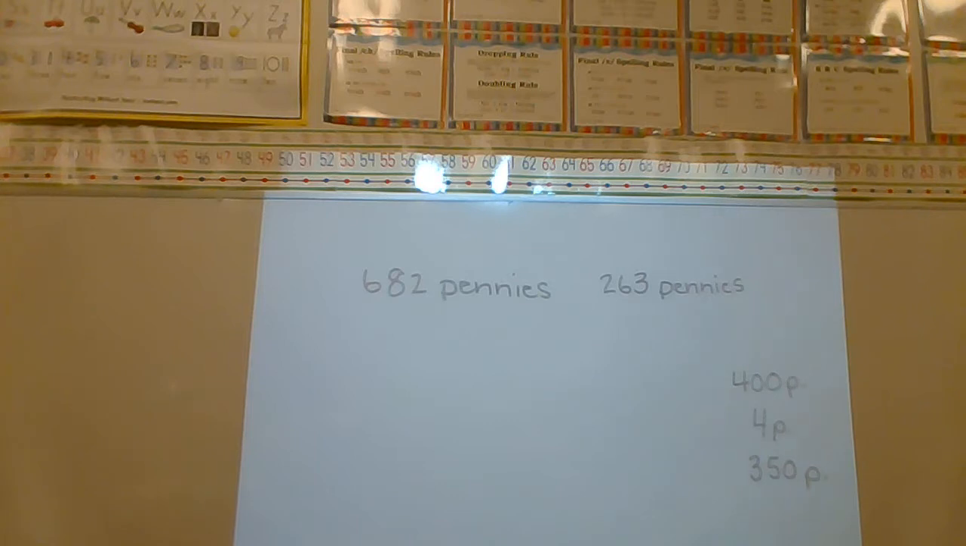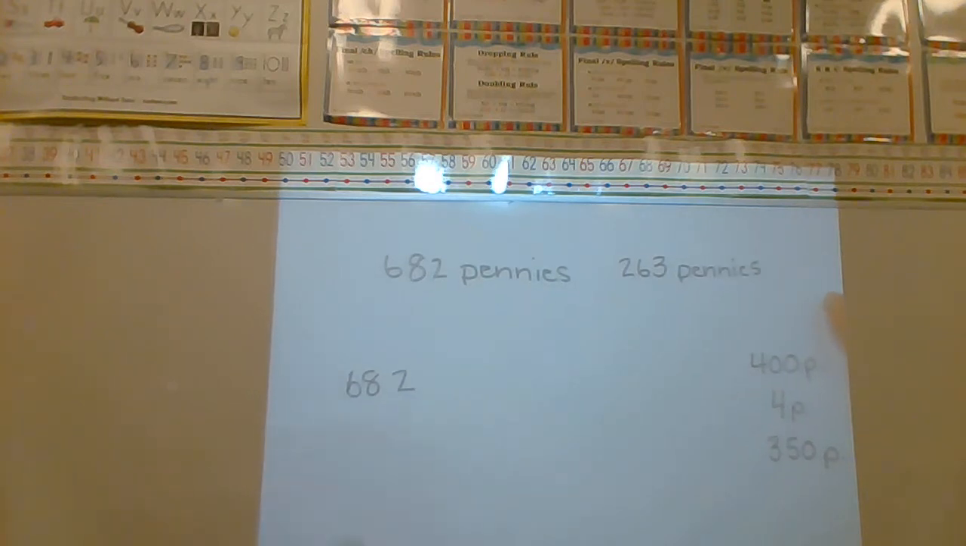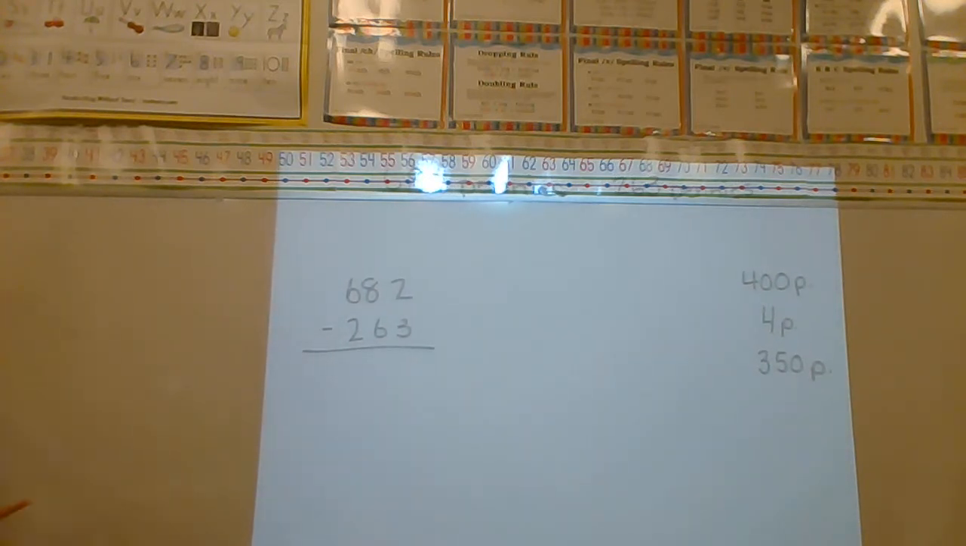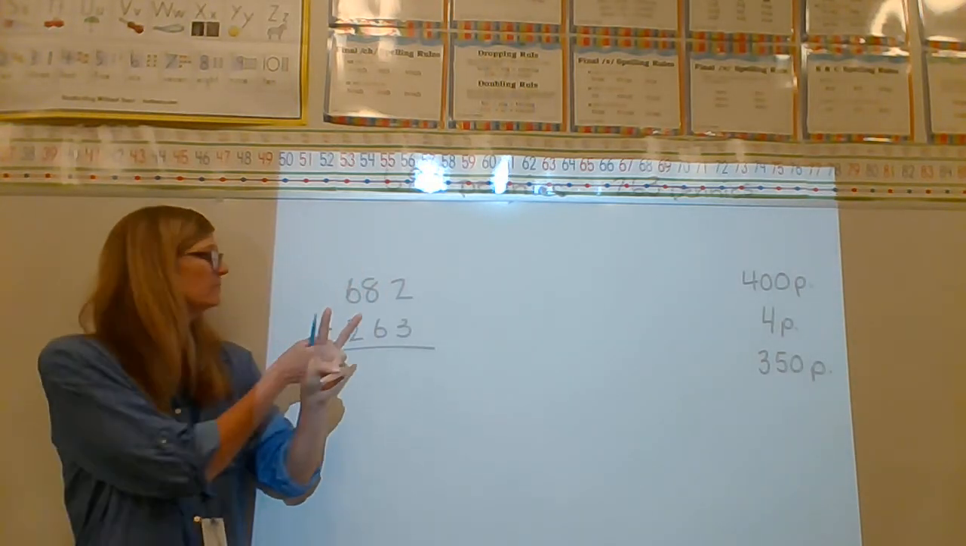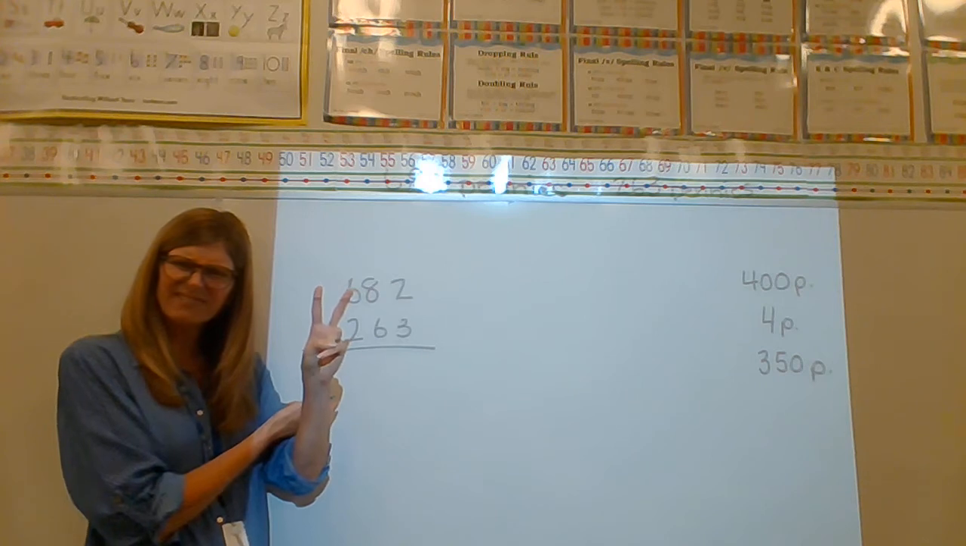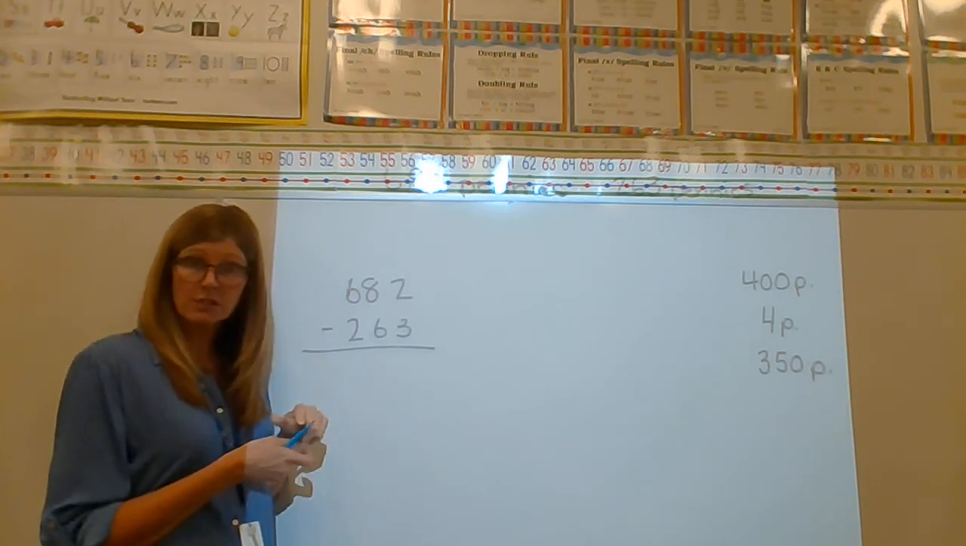Okay, well, we know that there's only one way to find out the true answer. That's right, let's write it vertical. Let's take our 682 pennies and subtract 263 pennies. Okay? Now, say it with me. Always subtract your ones first. Everybody show me 2. If I have 2, can I take away 3? No. What do I need to do? Let's go next door.